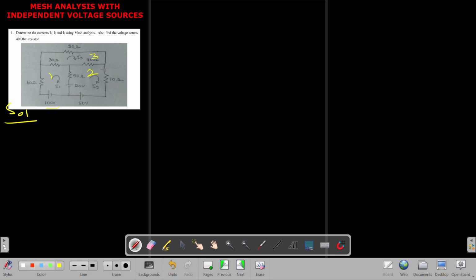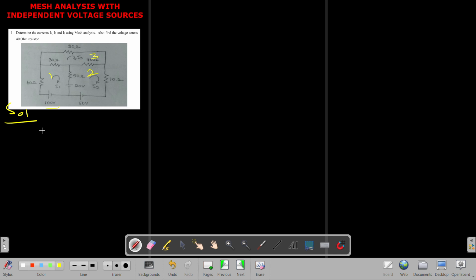Once you have decided the number of meshes, you assume the mesh currents going in a clockwise direction. It is your assumption only, but it is better to always assume the currents in the meshes going clockwise. As you can see in this problem, they already mentioned the mesh currents as I1, I2 and I3, and all are going clockwise, right? Once you have done this, the next step is to apply Kirchhoff voltage law on individual meshes and form the equations, or else you can form the matrix straight away by taking each element in the matrix. So I'll go with the matrix formation method.